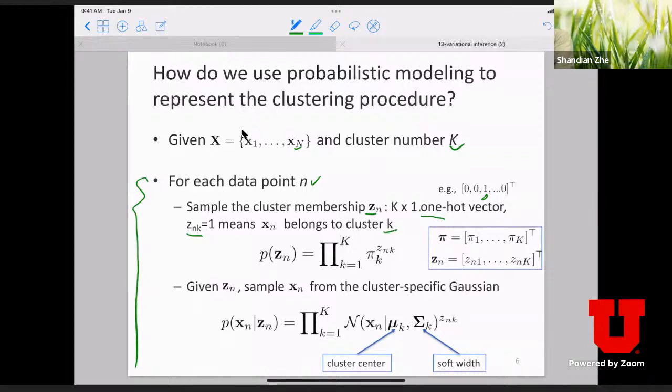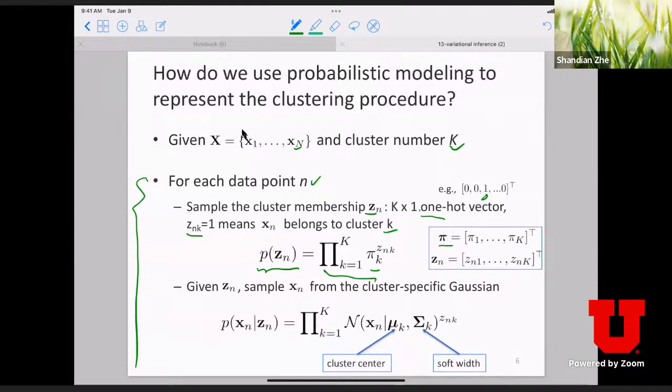So in this way, we can write down the prior, the distribution that samples the cluster membership Zn from a categorical distribution, where this categorical distribution is parameterized by a probability vector pi. So pi k is the kth element in this probability vector. And of course, the summation of all the elements in this pi vector is 1. This is exactly what we have discussed before, this categorical distribution.